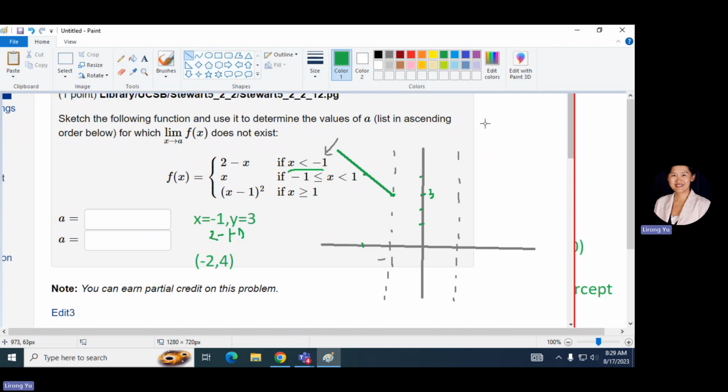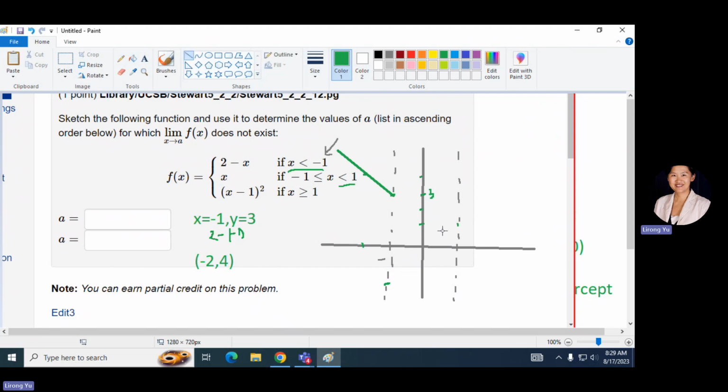All right, the middle one says x. So from -1 to +1, the y value equals the x value. That means if x equals -1, y equals -1. So we identify the -1, which is right here. And also, if x equals 1, y will also be 1. So (1, 1) will be here.